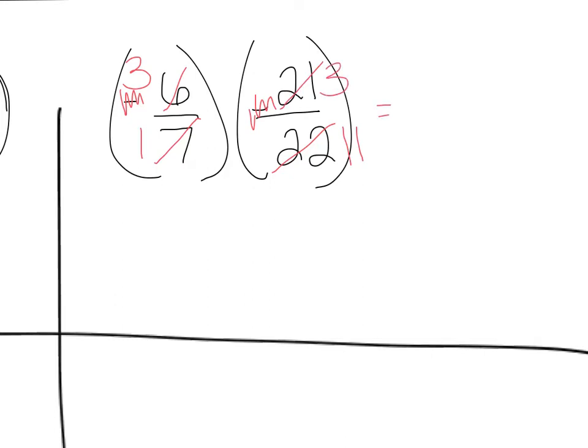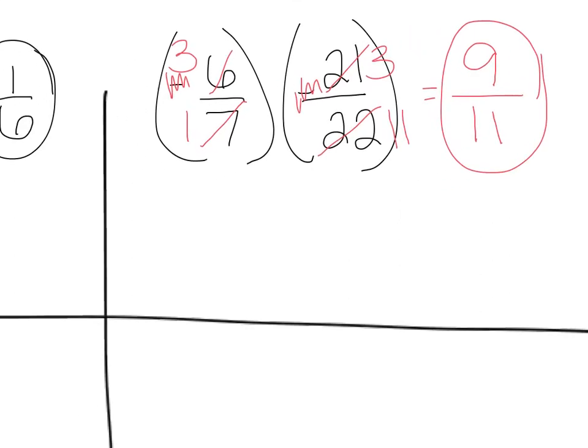Now I can multiply my numerators, so I have 3 times 3, which gives me 9. I can multiply my denominators. I get 1 times 11, which gives me 11. 9 over 11 is in simplest form because 9 and 11 have no common factors.